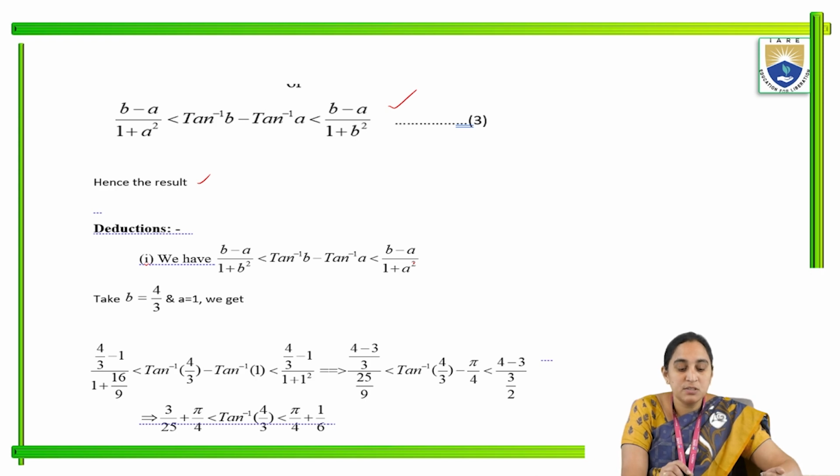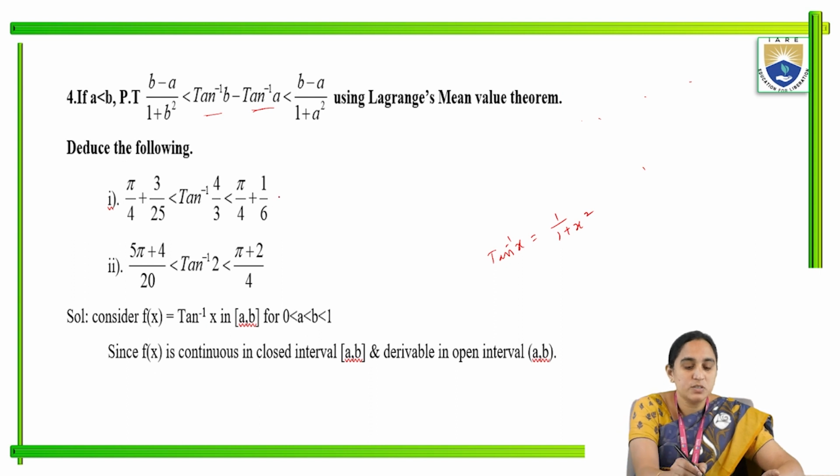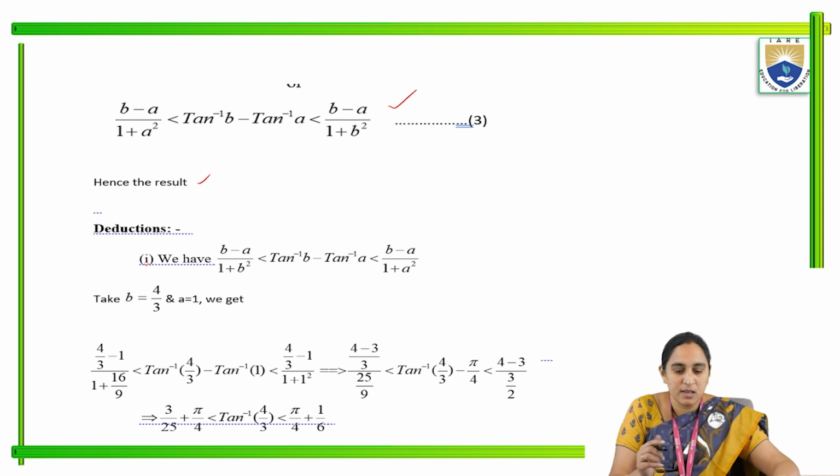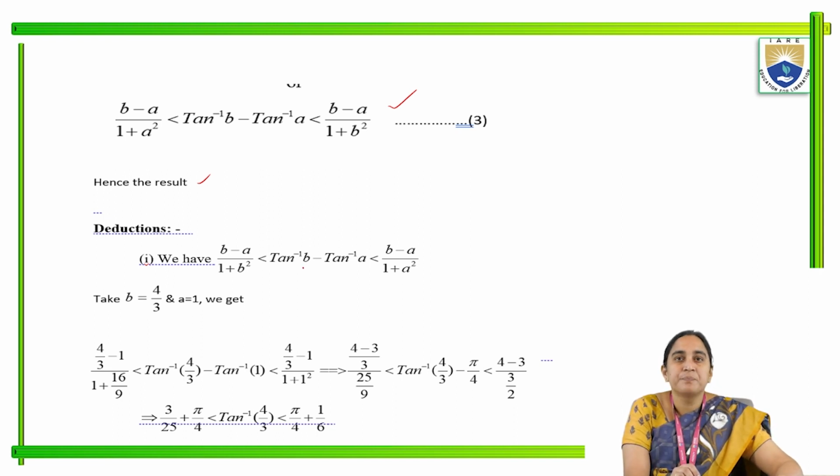How are we assuming? Observe the first question from the deduction, that is pi by 4 plus 3 by 25 less than tan inverse 4 by 3 less than pi by 4 plus 1 by 6. From this, we have to assume a and b values. I am assuming b as 4 by 3. Okay, b is equal to 4 by 3 and a is equal to 1. There only we get the deduction part.